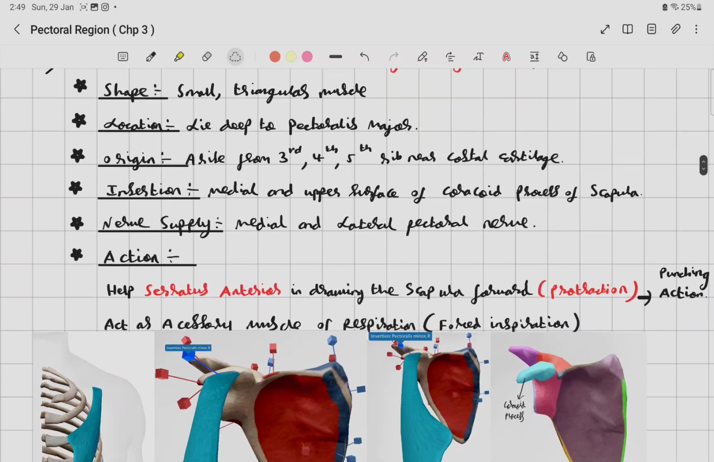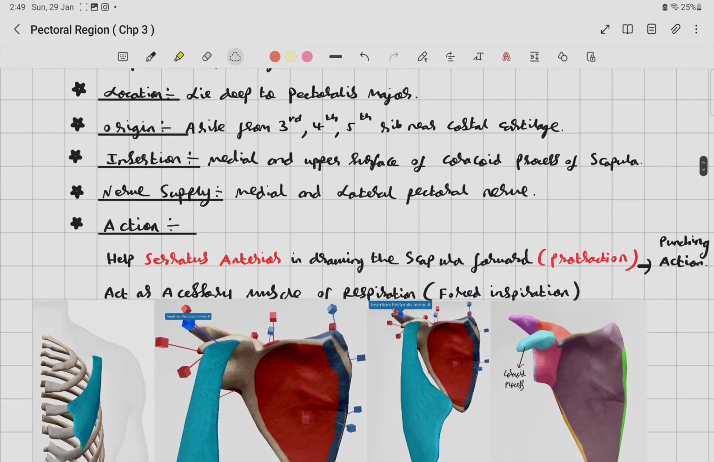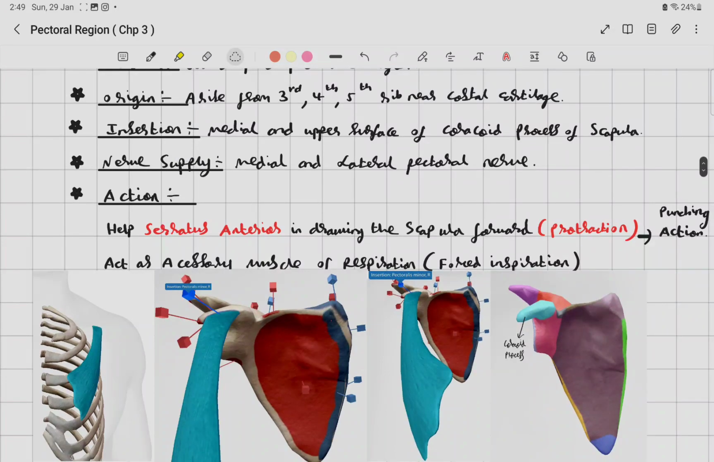Now, what is the action of pectoralis minor? It helps the serratus anterior muscle in drawing the scapula forward, that is protraction, and helps in the punching action. And it acts as an accessory muscle of respiration, that is, forced inspiration.